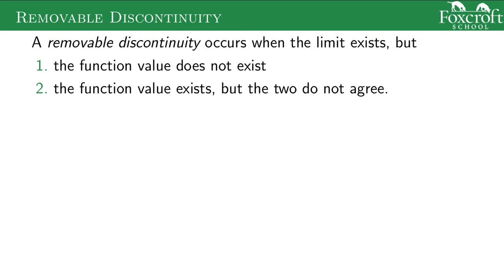So the first one is the nicest case, removable discontinuity. It occurs when the limit exists, but one of two things happens. Either the function value doesn't exist, or the function value exists, but it's not the same as the limit. So one example could be a graph like this. The limit is going to exist at this value a, but there's no function value, there's no closed-in circle here.